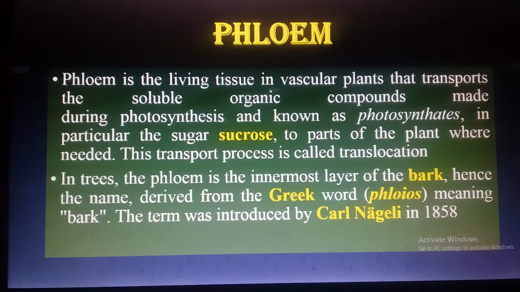Phloem was introduced by Karl Nägeli in 1858, and this is a Greek word which means bark. This is the living tissue in vascular plants that transports the soluble organic compounds synthesized during photosynthesis to each and every cell of the plant body, mostly in the form of sucrose. You must read this slide.